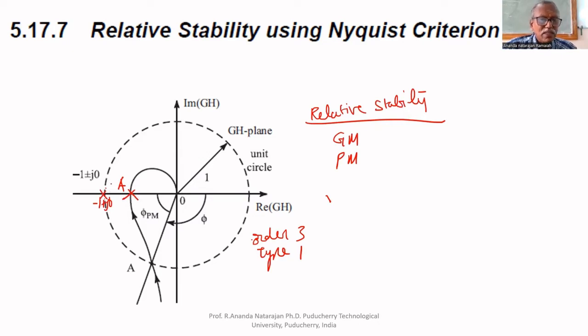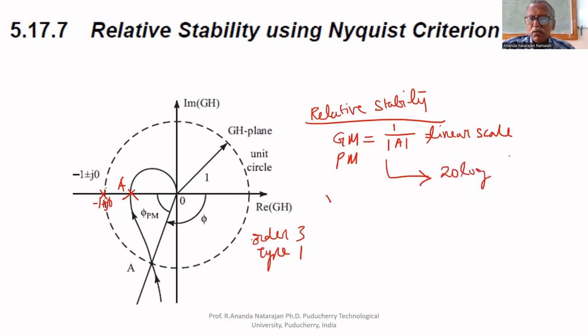That we can tell. What is the relative stability? For that, we need the gain margin and phase margin. Gain margin equals 1 upon modulus of A. 1 upon modulus of A is the gain margin in linear scale. Suppose you want the gain margin in decibel scale, we have to find 20 log 1 upon modulus of A, or minus 20 log modulus of A. That is the gain margin in decibel scale, in dB.